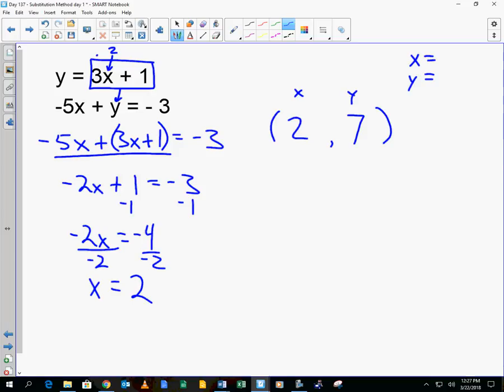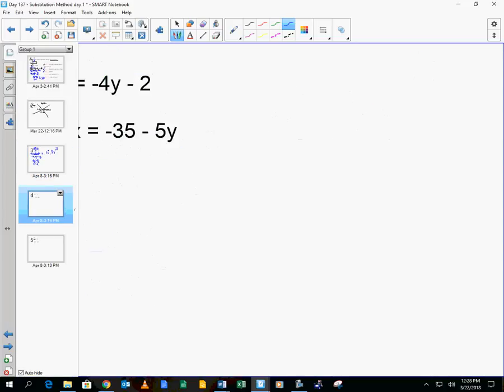You could use the one below as well. Either way, you're going to come up with the same answer. Let's try 2 more together. Flip it over.